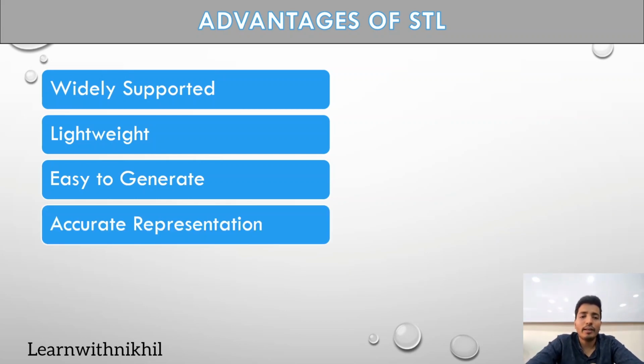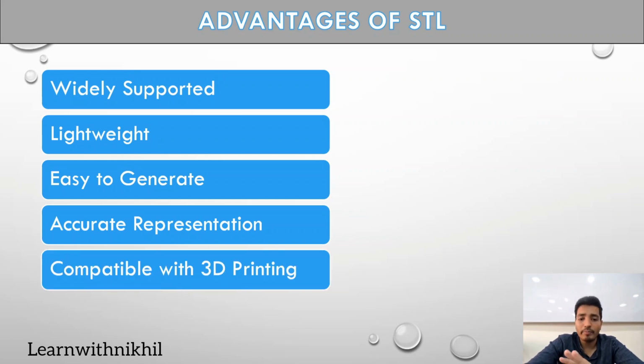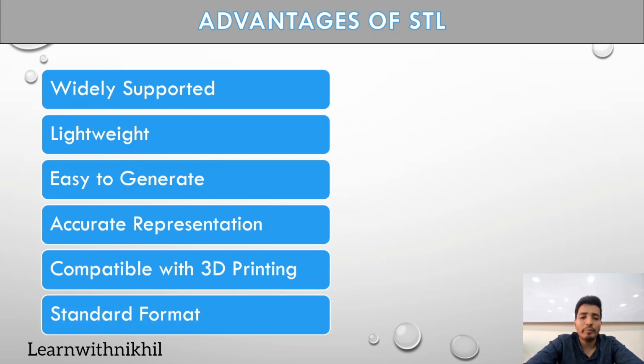It is accurate. The representation is quite accurate as it uses smaller triangles. Then it is compatible, of course, as we are studying 3D printing, it is the best format for 3D printing. It is a standard format used in industries everywhere. So these are a few advantages of STL.